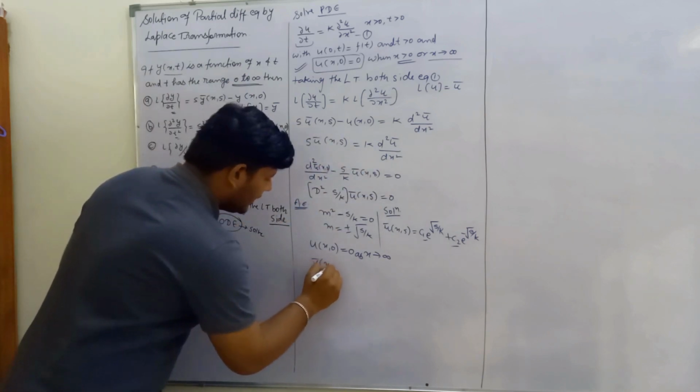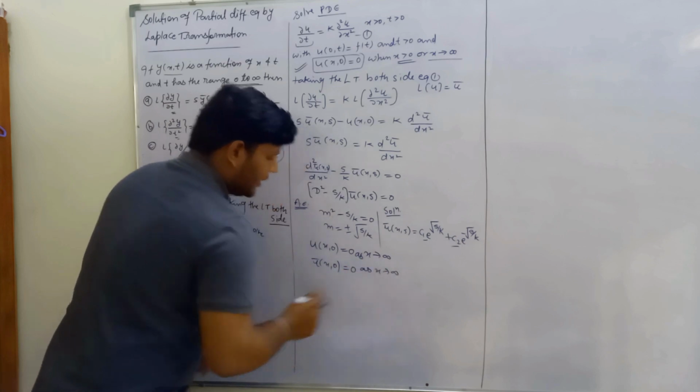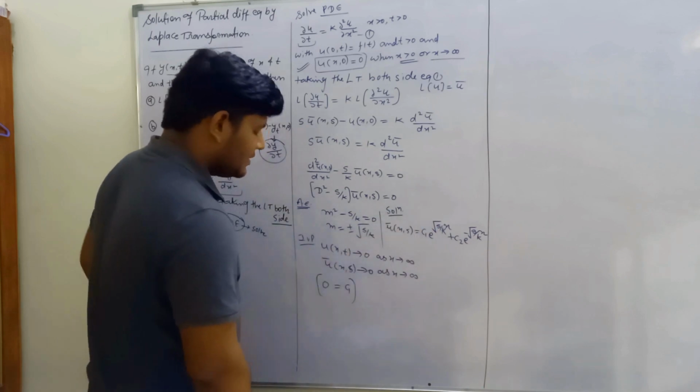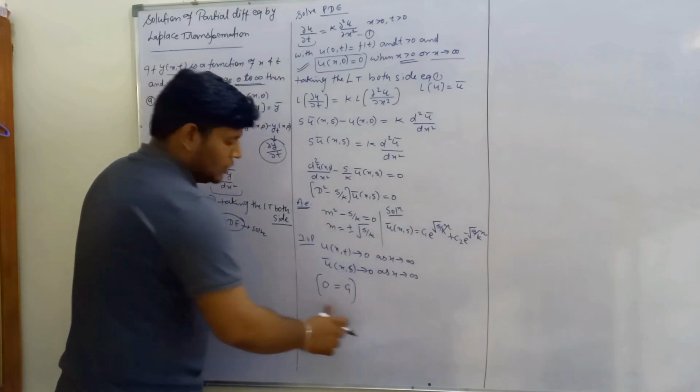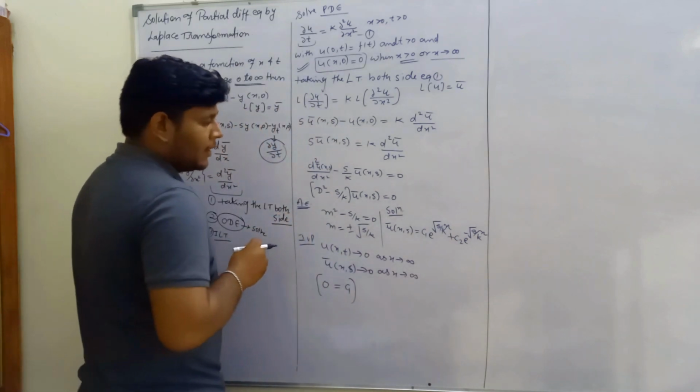So ū(x, 0) is also 0 as x tends to infinity. Okay, so c1 equals 0 here. I'm putting this IVP in this case, so c1 equals 0. Now we have to talk about c2.